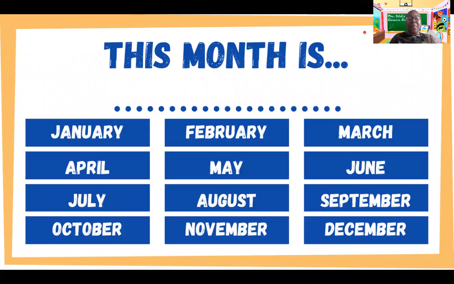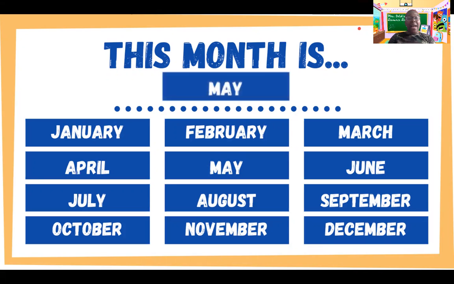Do you know what month it is? Let's think. It is the 5th month of the year. Last month was April, and next month will be June. So what month is it? Did you say May? If you did, you're absolutely correct.